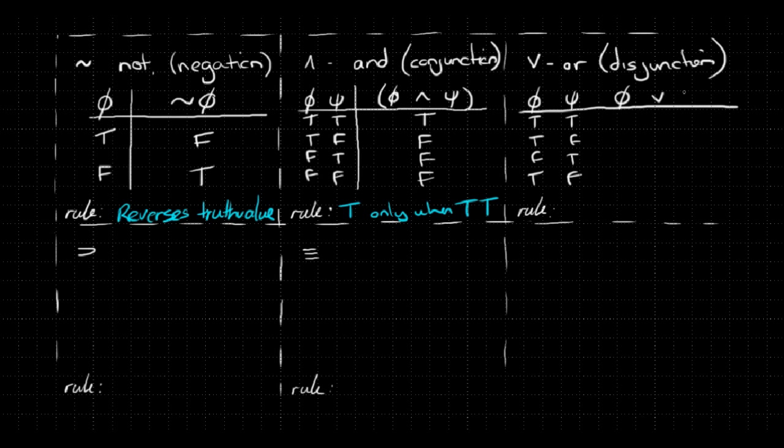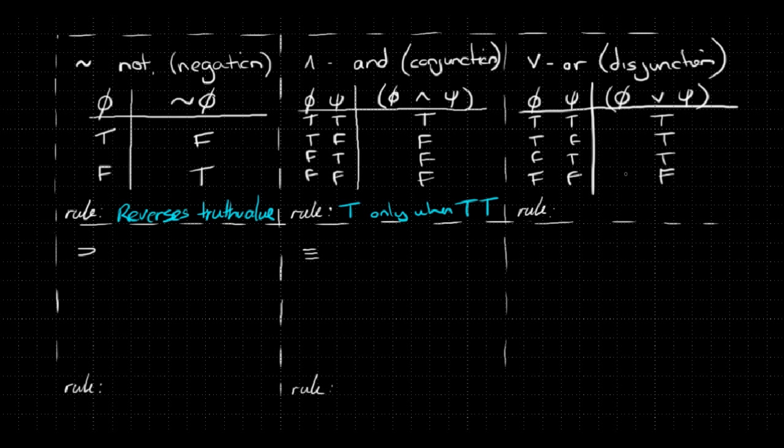And phi or psi. Okay, so the way that the or symbol works, or the disjunction, is it's true when we've got just one true. So if at least one is true, then it turns out true. So true, true is going to be true. True, false is going to be true. False, true is going to be true. And false, false is going to be false.